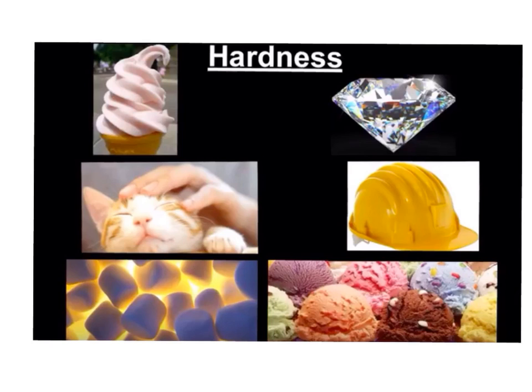Hardness. Now there's a whole scale you'll learn about in 8th grade called the Mohs hardness scale, but if you were to touch this ice cream cone, it would obviously be squishy maybe. A diamond is super hard. It's the hardest thing on earth. Soft. Hard. So hardness is a property.